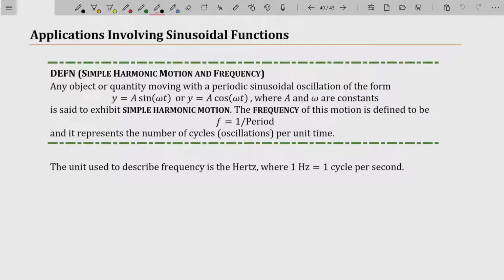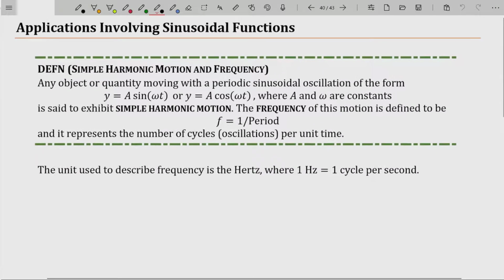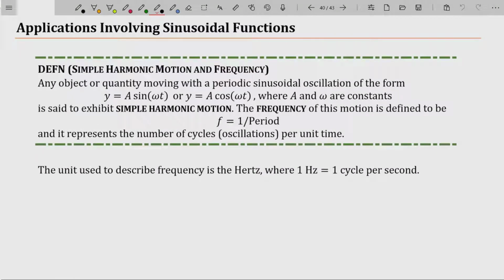So let's talk about the topics that you could see with applications involving sinusoidal functions. By the way, I say sinusoidal and I never told you why. Sinusoidal functions are functions defined by sine and cosine curves. There you go. They're oscillatory functions.